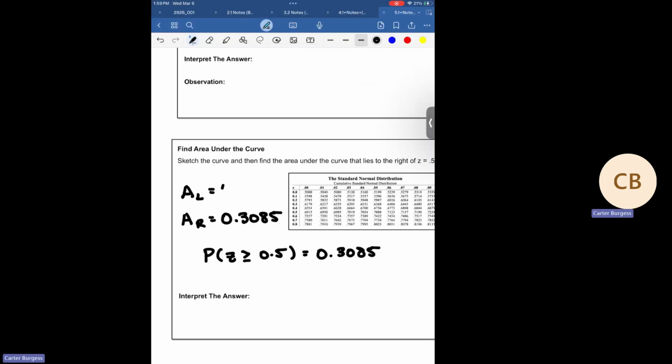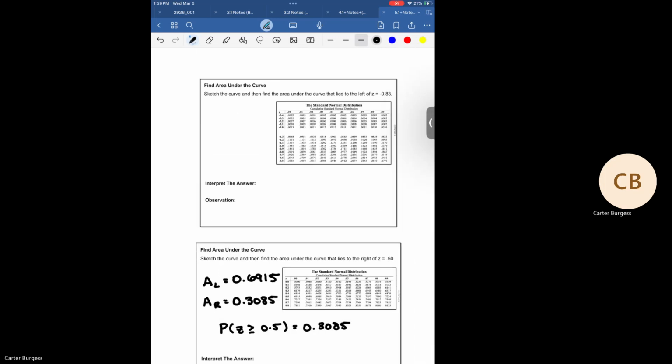Oh, I did the wrong one. I did the top one. What did you get for the top one? Area to the right was 0.797, and then area to the left was 0.8203. Perfect. Yep, perfect.